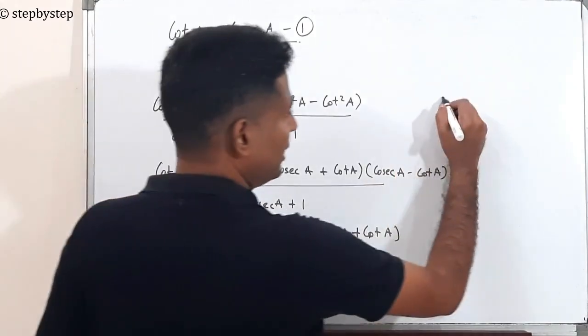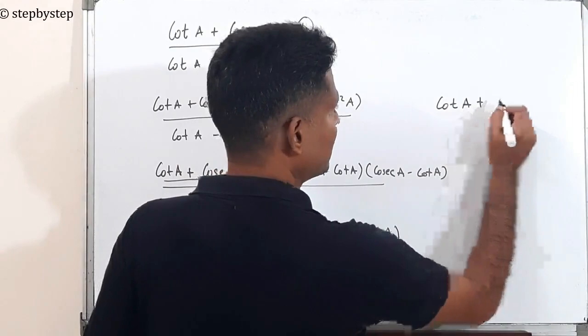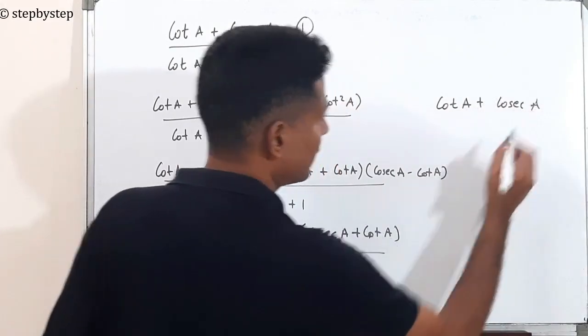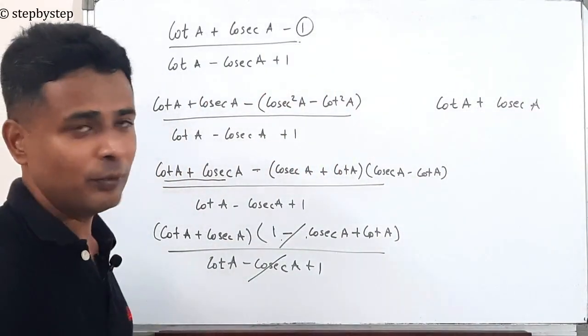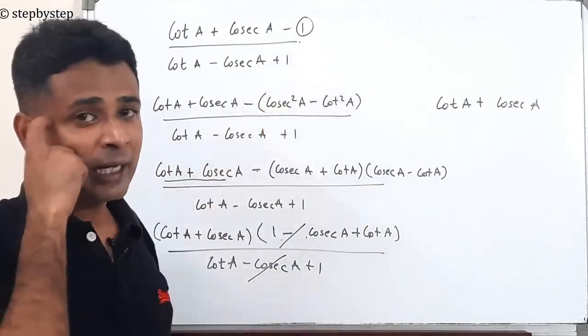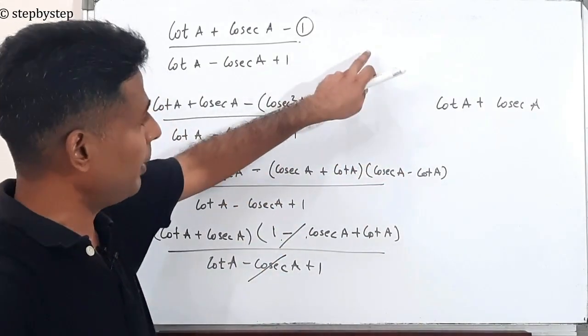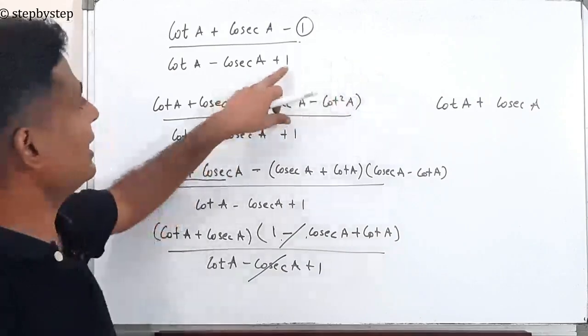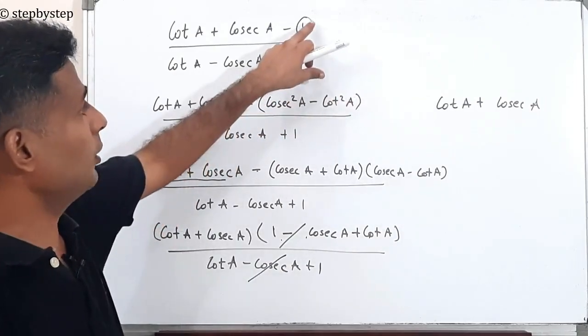What do we have remaining? Cot A plus cosec A. Very simple problem if you remember this trick. Had they asked us to prove that it was 1 by cot A minus cosec A, in that case we would have manipulated this one and not this.